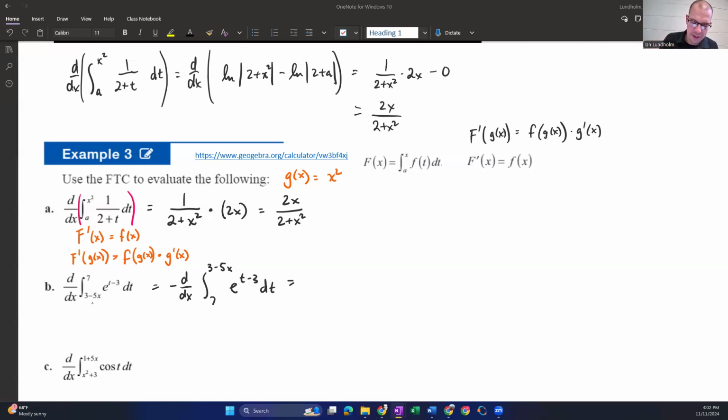So the idea is taking this derivative, we get the area function with 3 minus 5x in the place of t. And then we multiply this times the derivative of the inside function. So the derivative of the inside function is -5 because that inside function was 5x.